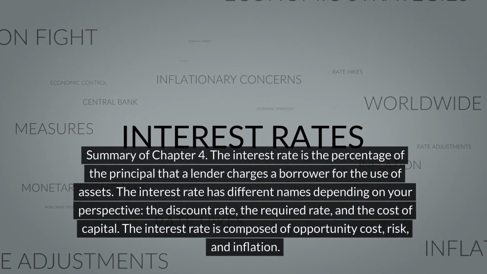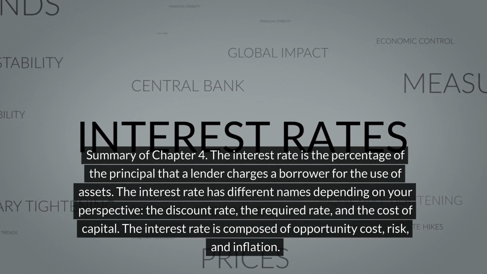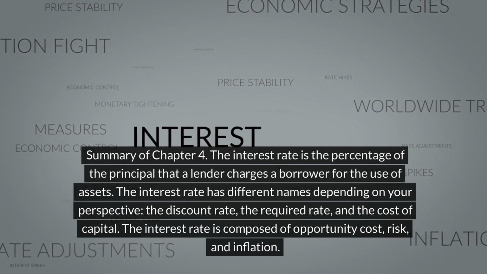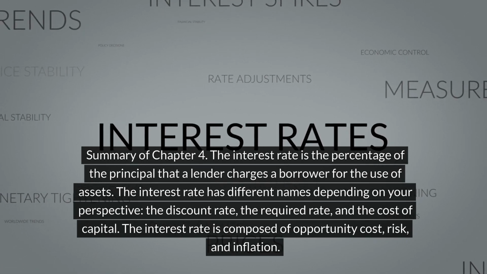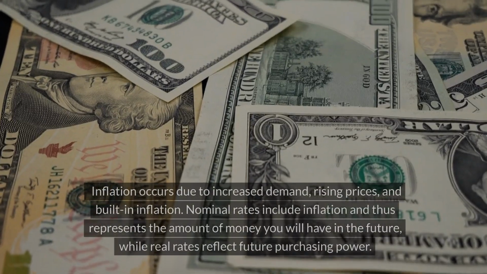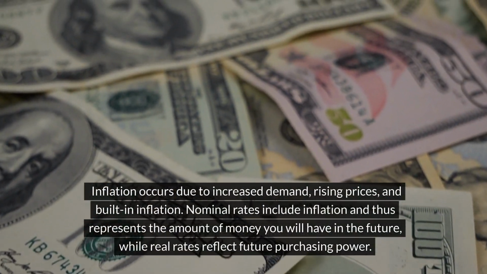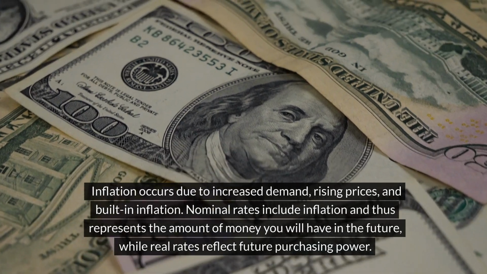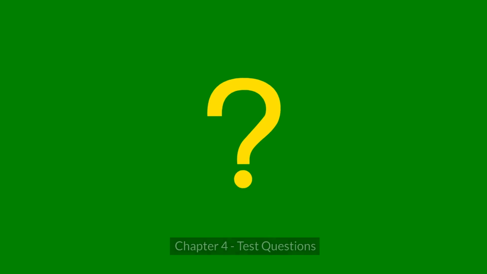Summary of Chapter 4. The interest rate is the percentage of the principal that a lender charges a borrower for the use of assets. The interest rate has different names depending on your perspective: the discount rate, the required rate, and the cost of capital. The interest rate is composed of opportunity cost, risk, and inflation. Inflation occurs due to increased demand, rising prices, and built-in inflation. Nominal rates include inflation and thus represent the amount of money you will have in the future, while real rates reflect future purchasing power.